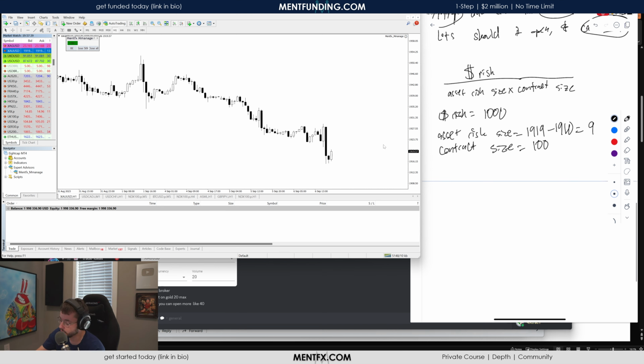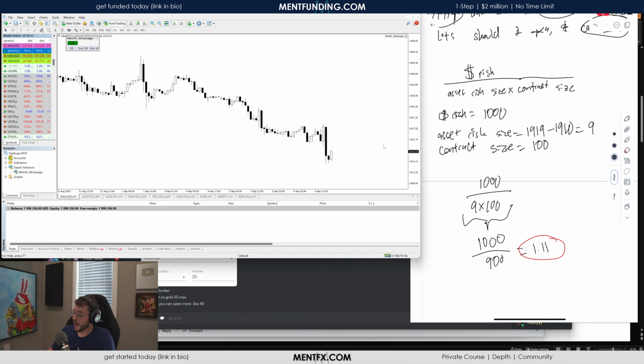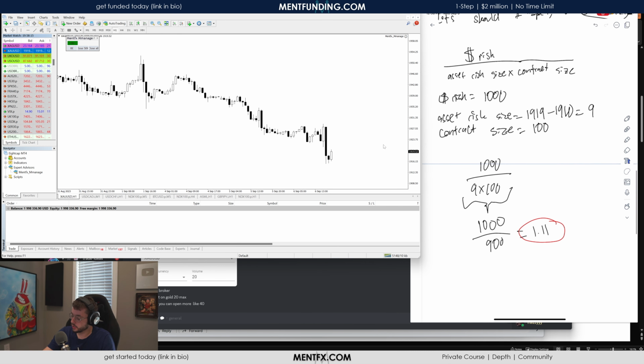So now very simply, let's plug it all in. 1,000 over 9 times 100, which puts us at 1,000 over 900, which puts us at, let's do that math really quickly, 1.11. So very simply, if we opened a 1.11 lot size right now, on gold, we are going to have $1,000 risk if we're exiting at 1910. So if we're exiting at 1910, we're going to have $1,000 of risk. So let's take a look if that's true.